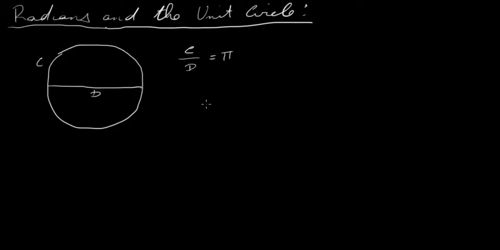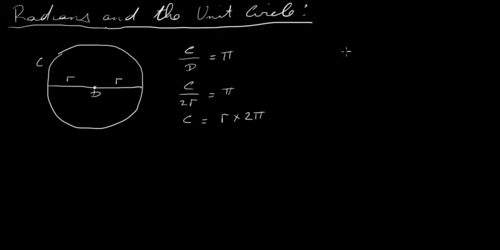Now, your diameter is just going to be 2 radii. So that's a radius there and a radius there. A diameter is just twice the radius. So if you multiply across here, you get the circumference being the radius times 2 pi.